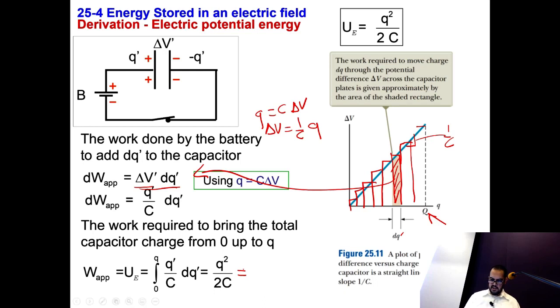Since Q is equal to C delta V, you can also write it as 1/2 of C delta V squared, or you can write it also as 1/2 of Q delta V. Okay, so this is the proof of this equation here, of the potential electric energy stored in a capacitor, which is q squared over 2C.